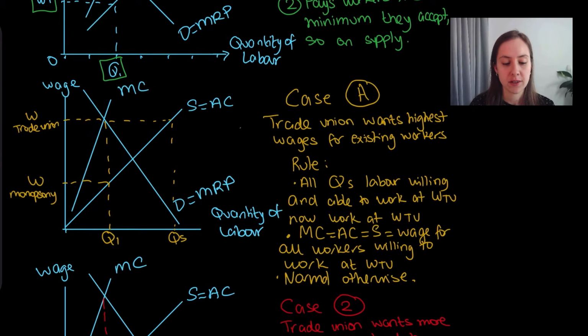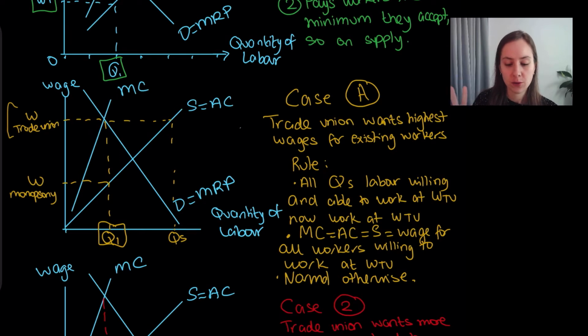Here, a trade union decides to go for W trade union. Why do they want to do that? Because this is a trade union that wants the highest wages for its workers. So for these Q1 workers, this particular trade union wants to protect their interests, and they've defined that in terms of the highest wage possible. So the trade union, let's assume, has been successful in achieving W trade union. So what happens to the graph?